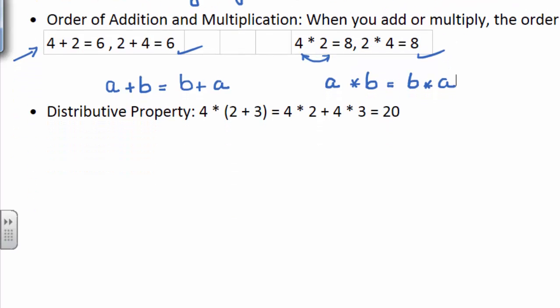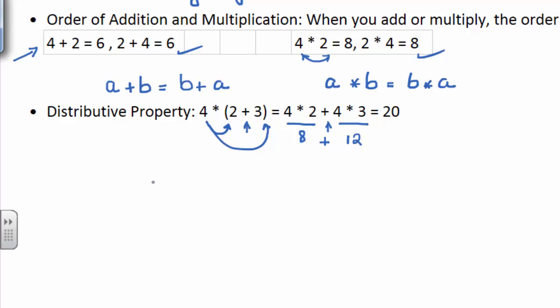The last thing, the distributive property. We need to understand that. For numbers, when I multiply 4 by 2 plus 3, I multiply 4 by 2, keep the same operation, which is plus, and then multiply 4 by 3. 4 multiplied by 2 equals 8. 4 times 3 equals 12. 12 plus 8 equals 20.